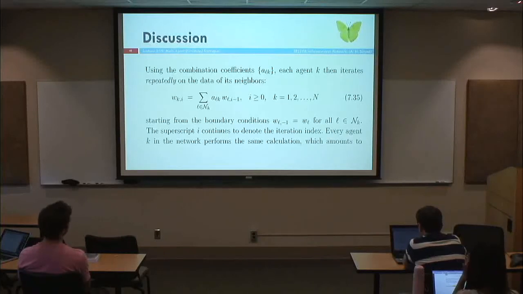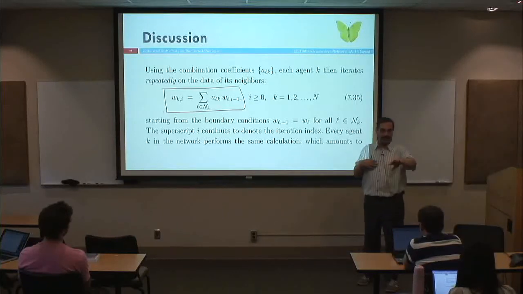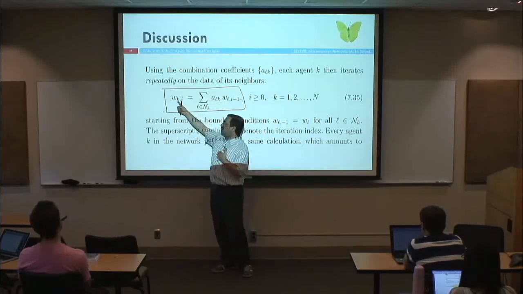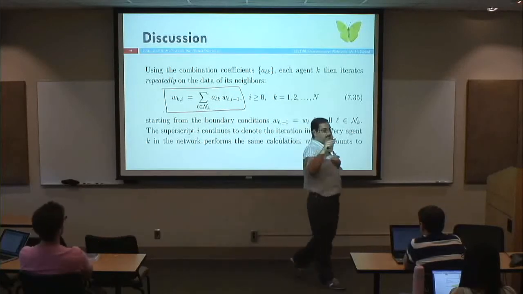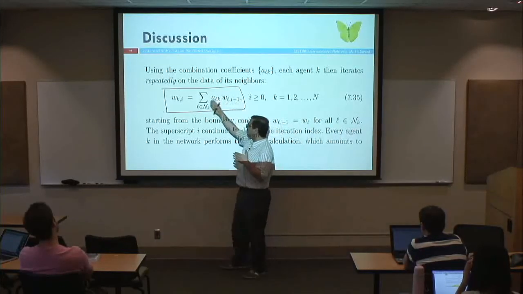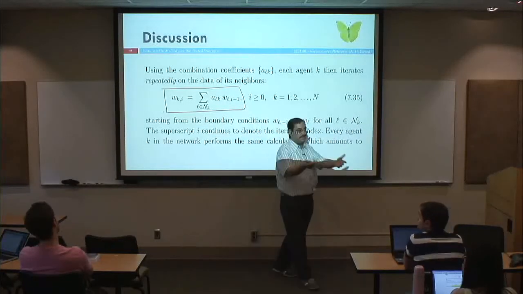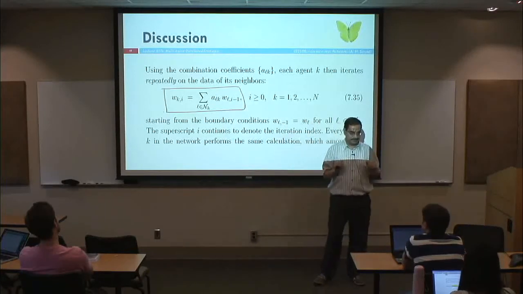If your agents perform the following operation: each one of us has a W. I'm going to combine the W's of my neighbors, and that becomes my new W at time i. Every other agent is doing the same thing. You combine the W's of your neighbors, and that becomes your new W. So after one step, each one of us has a new W. Now repeat: I combine the W's of my neighbors and get a new W at time i plus 1. Everybody else is doing the same thing.